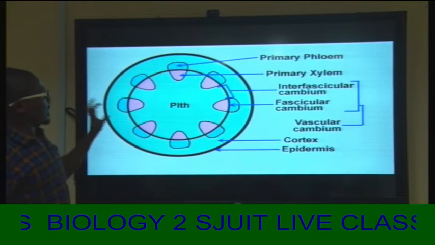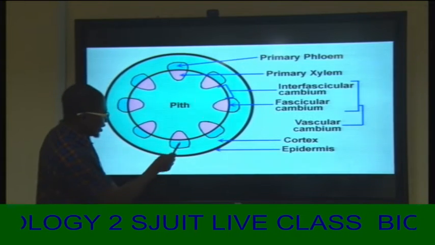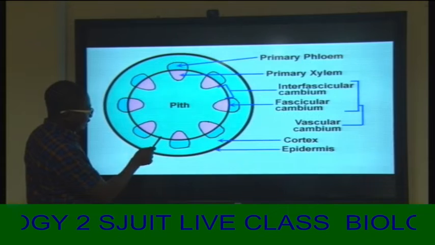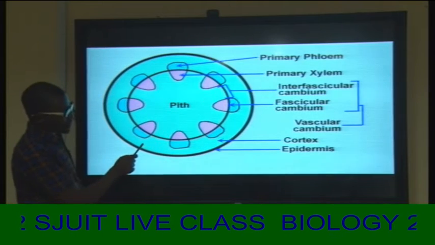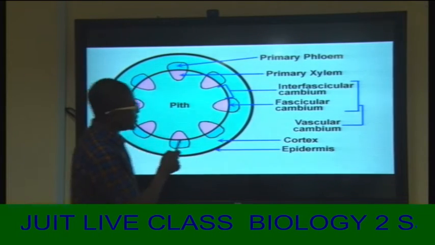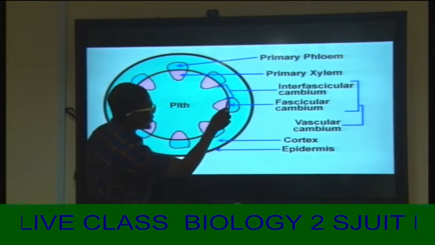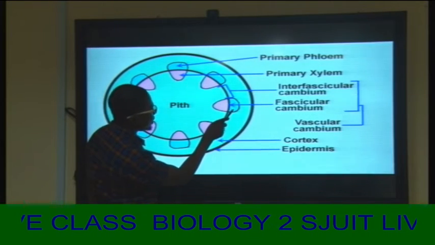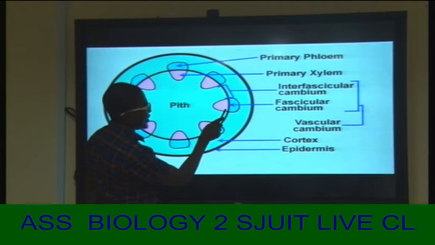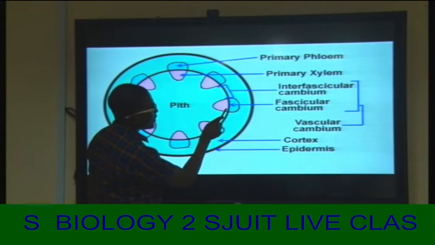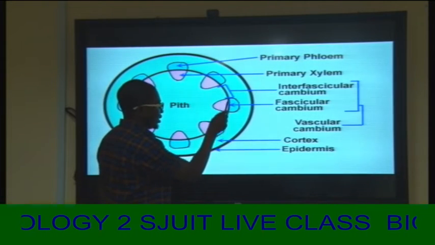Here, as you can see, let us see the diagram. This is the vascular cambium, a layer between the phloem and the xylem. Somewhere in between there is a layer. This layer is called fascicular cambium or intrafascicular cambium. So intrafascicular cambium, this one here.